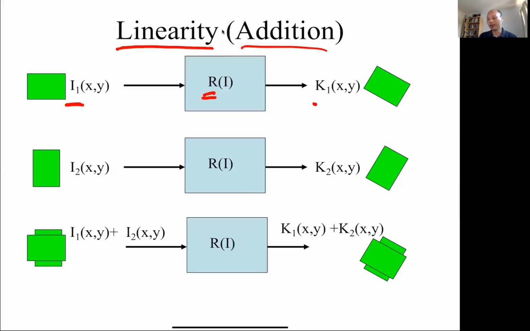and I get some output K1, then that's one set of inputs and outputs. And then I could also consider putting in some input I2 and getting an output K2, right? Now, if the system satisfies the linearity property, then let's say I come along with an input that's I1 plus I2. So I've added up the inputs. If the system is linear, I should be able to predict the output by just summing up the original outputs K1 and K2. So that's linearity.